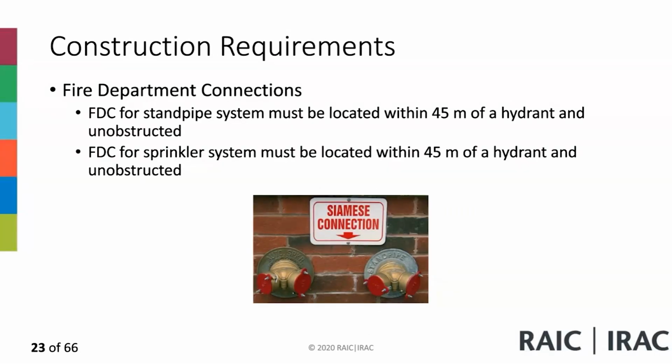Fire department connections are required when you have a standpipe and sprinkler system, and they need to be within 45 meters of a hydrant and unobstructed. Fire department connections are on the building exterior. Typically, we put them in an area close to the building entrance unless otherwise approved by the fire department. You will see the provisions for fire department connections in 3.2.5.15.